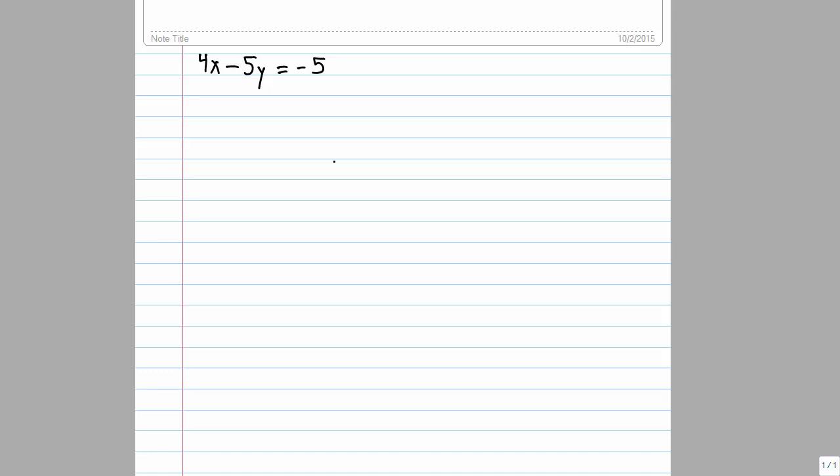Alright, so if we want to find the slope and y-intercept of this equation 4x minus 5y equals negative 5, the first thing we want to do is put this into the form of y equals mx plus b, or we want to solve for y, or isolate it, where m is the slope and b is our y-intercept, or where the graph crosses the y-axis.